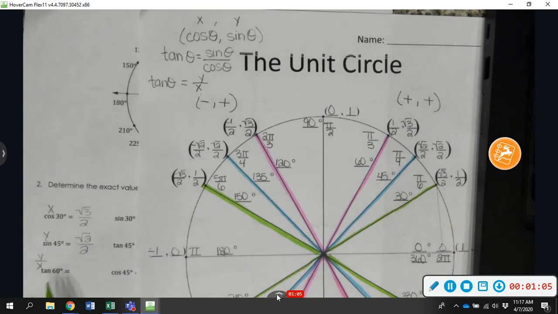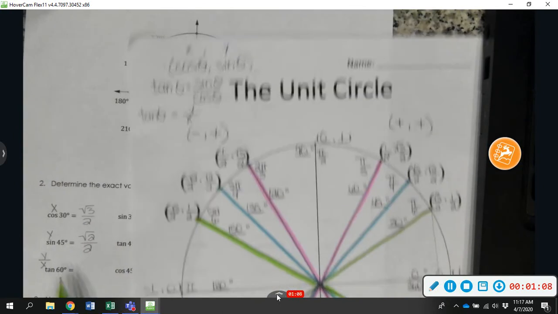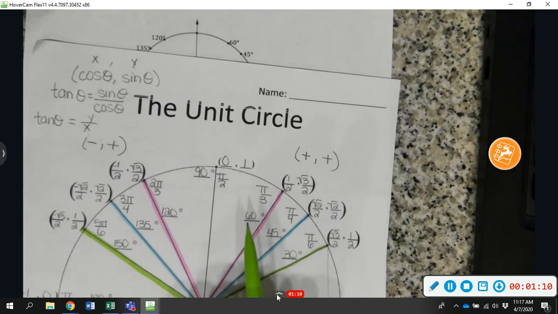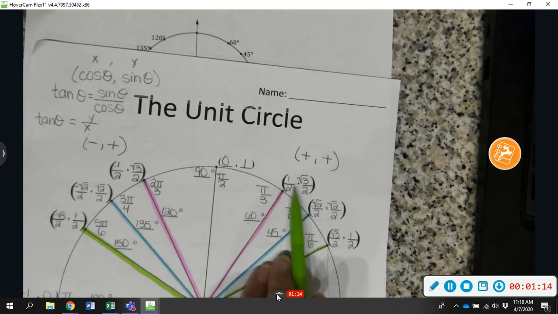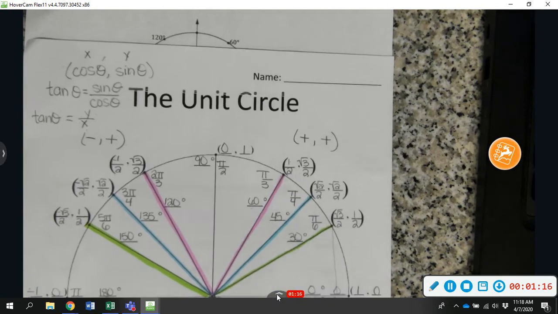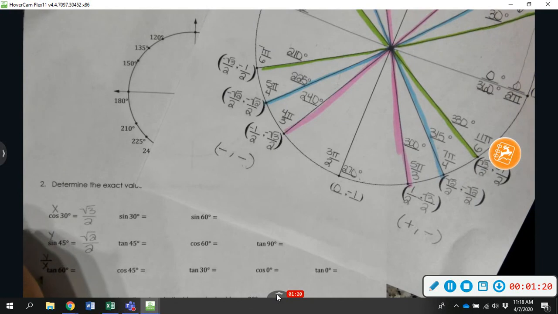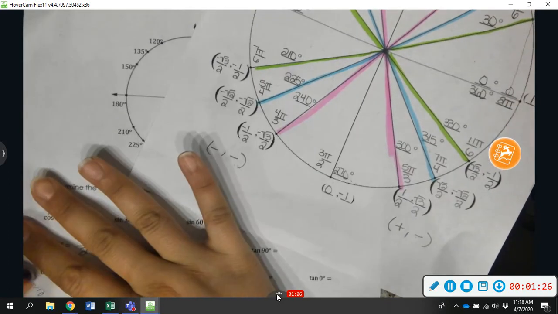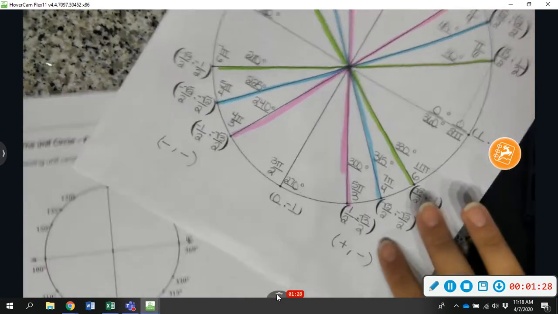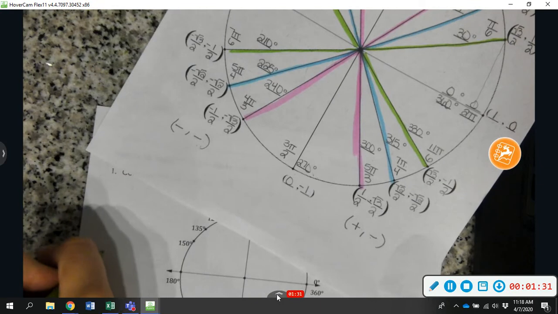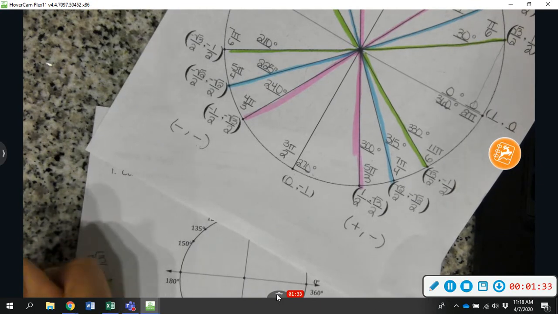Okay, now for tangent of 60, what you need to do is you find 60, and we are going to divide the y value by the x value. So we're going to do rad 3 over 2 divided by 1 over 2. Let me do it up here. So rad 3 over 2 divided by 1 over 2.